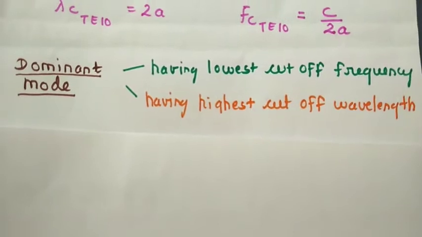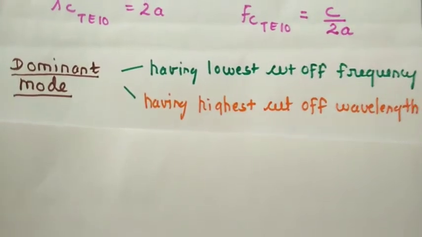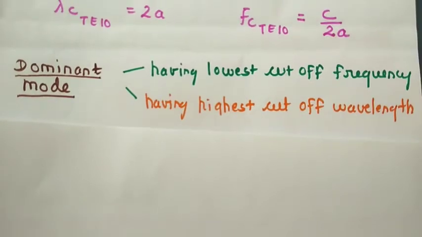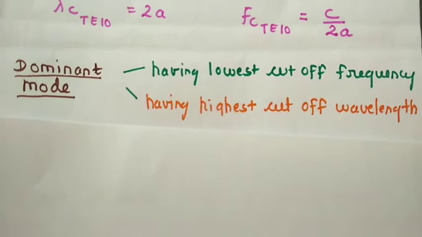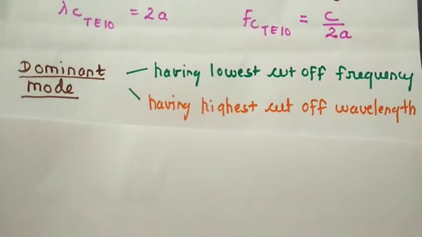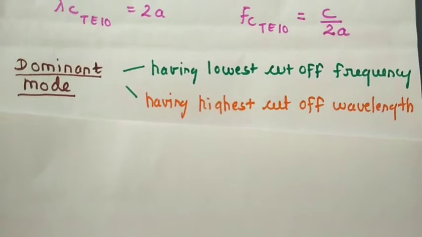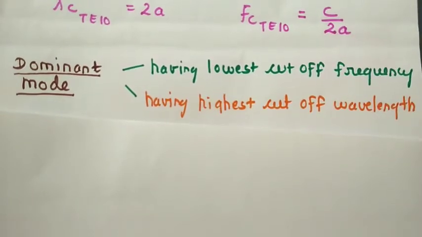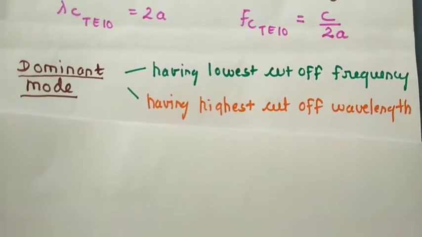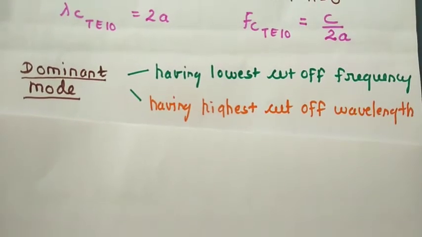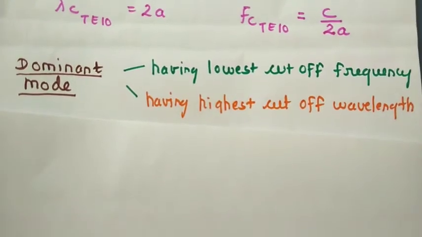That is, no energy will be propagated. The wavefronts will be reflected back and forth in the waveguide itself, and no energy will be propagated in the forward direction. So always the frequency, that is the operating frequency, should be higher than the dominant mode frequency, that is the cutoff frequency.